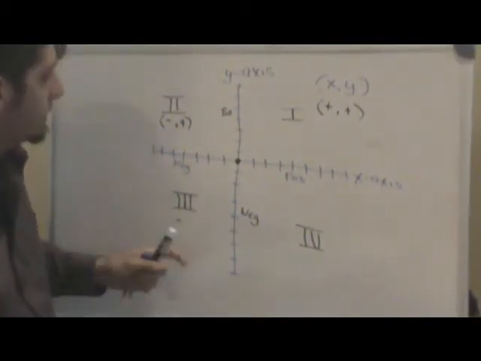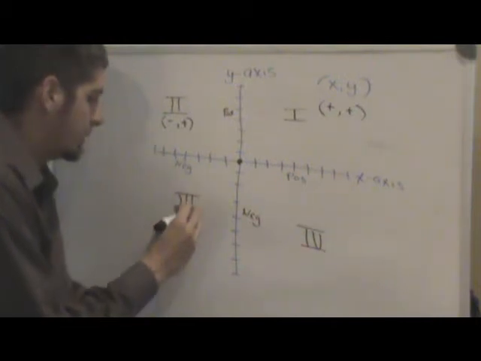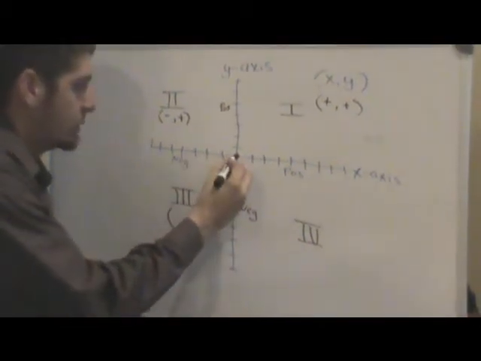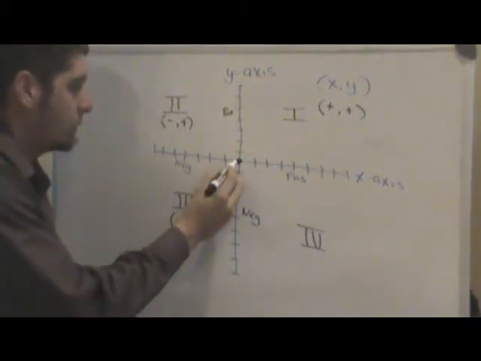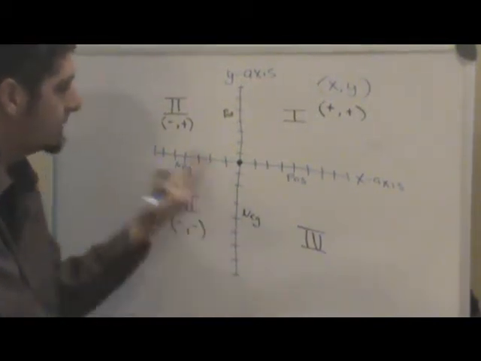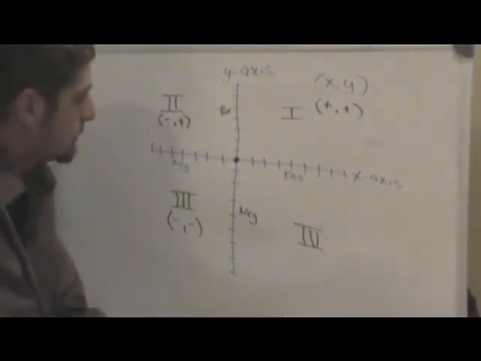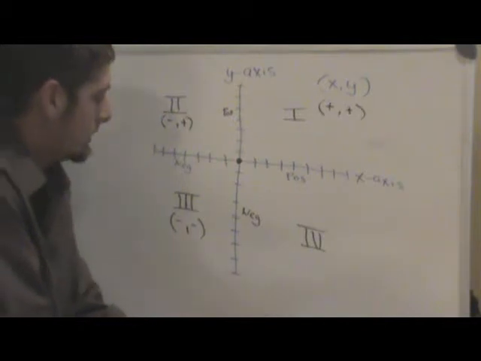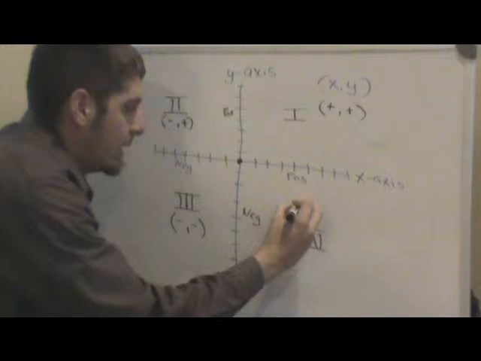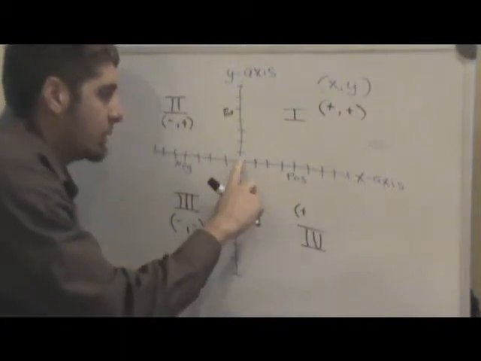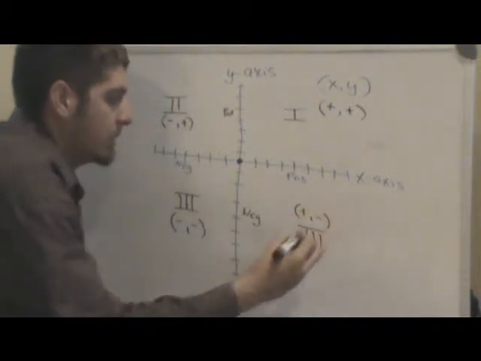To be in quadrant 3, both your x coordinate and your y coordinate would need to be negative because you are moving left and down. Left is the negative direction on the x-axis, down is the negative direction on the y-axis. And to be in quadrant 4, you would have to have a positive x-coordinate because you're moving to the right, and a negative y-coordinate because you're going down.